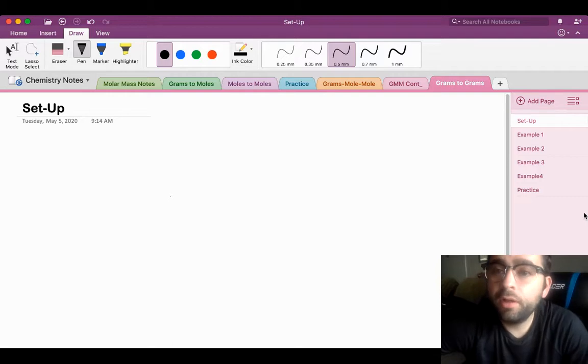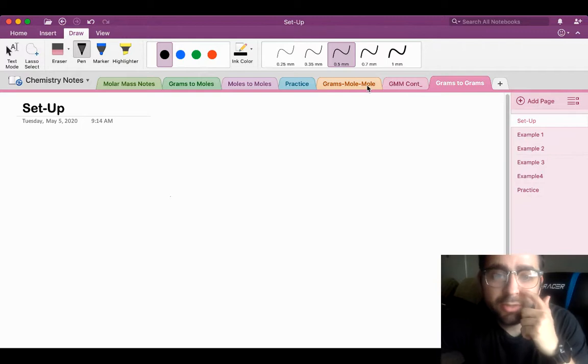Let's talk about converting from grams to grams. So that's the new topic we're going to be doing for this week. We're combining everything we have gone over so far. We're going to need molar mass, going from grams to moles, going from moles to moles, and then we ended up combining this to go from grams to moles to mole.